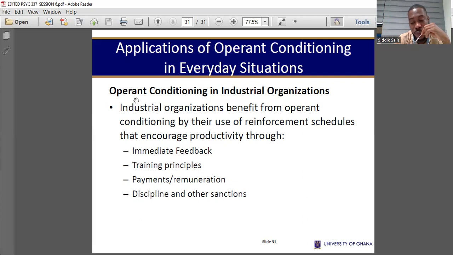Remember the schedules. We said we have 2 types: continuous schedule and partial schedule. Partial, we have 2 types of partial: ratio and interval. Ratio has to do with the number of productions, okay? And interval has to do with the period of time, okay? We said for ratio, we have fixed ratio and variable ratio. For interval, we also have fixed and variable interval, okay?